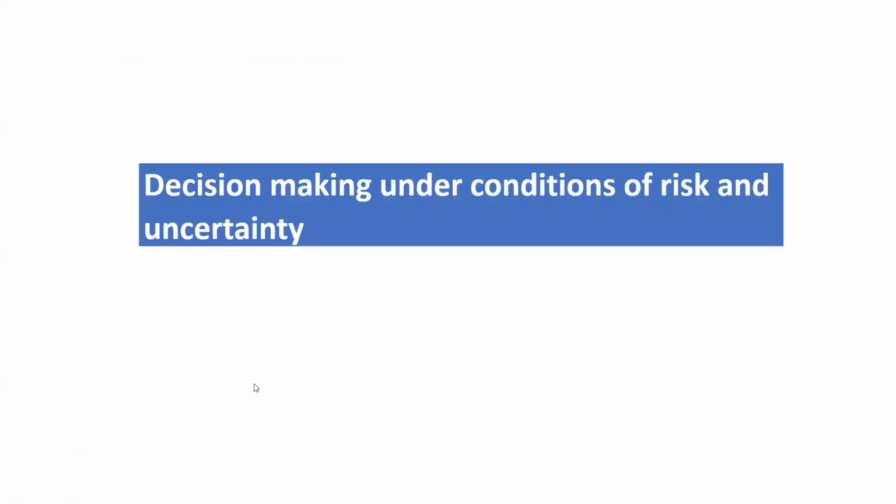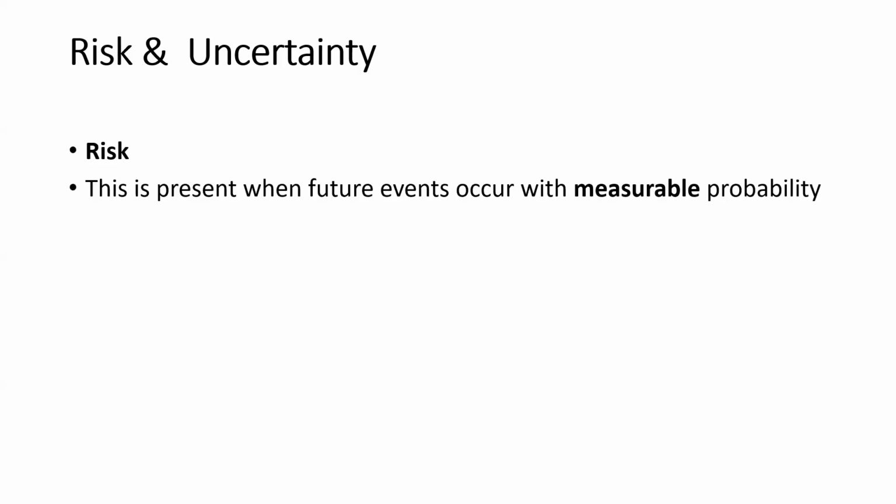So in this video, we are going to learn what is decision making under condition of risk and uncertainty. First, we will learn what is risk and uncertainty. The term risk means when the future event occurs with measurable probability. So there may be future different outcomes. We can measure them with a probability.